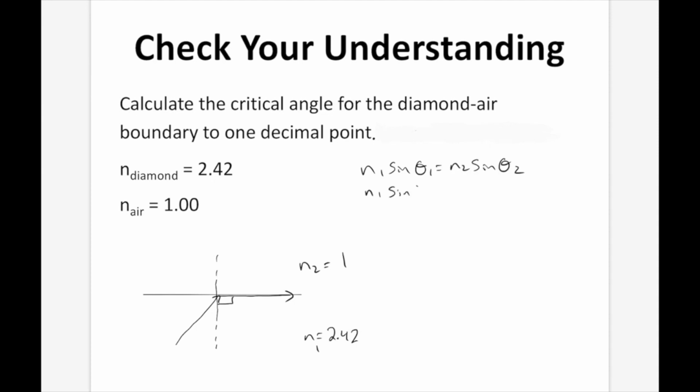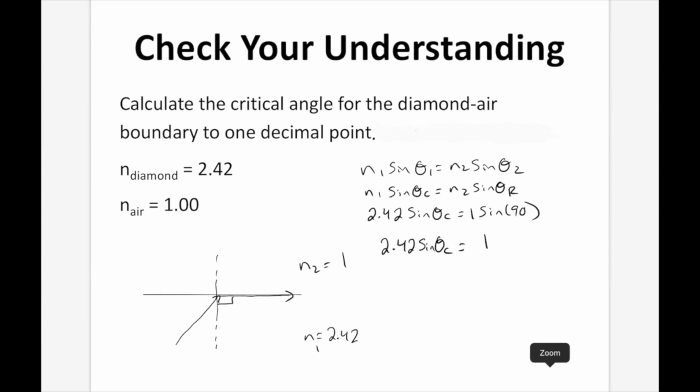n1 sine angle critical equals n2 sine angle refraction. n1 we're told is 2.42. Sine angle critical equals 1 times sine 90. We know the right side is going to equal 1. 2.42 sine theta critical equals 1. We're going to isolate sine angle critical, which equals 1 divided by 2.42. We're going to isolate the angle, so theta critical is going to equal sine negative 1 of 1 divided by 2.42. And we're going to get an answer to 1 decimal place of 24.4 degrees.